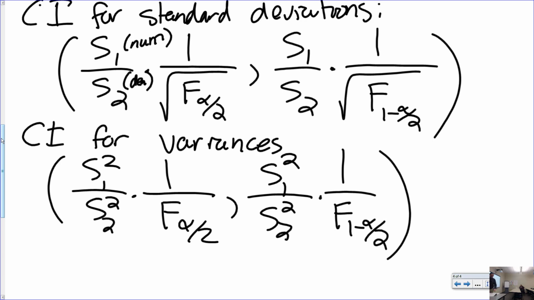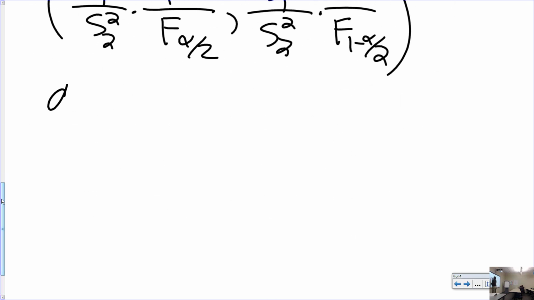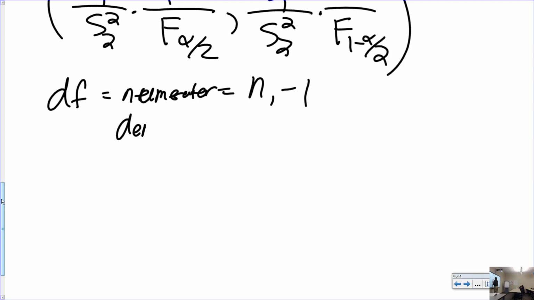So, are we ready to try one? Degrees of freedom for the numerator equals N1 minus 1, and for the denominator equals N2 minus 1. Alright, so let's find a problem in the 9.5 questions that has two different ends.